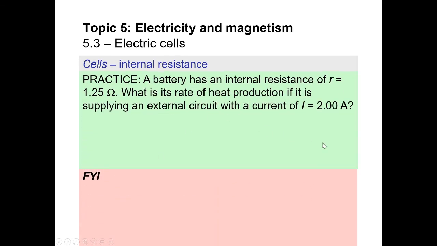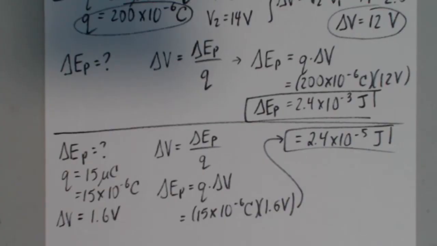All right, let's try this problem. A battery has an internal resistance of 1.25 ohms. What is its rate of heat production if it's supplying an external circuit with a current of 2.00 amperes? All right, so let's work this out.